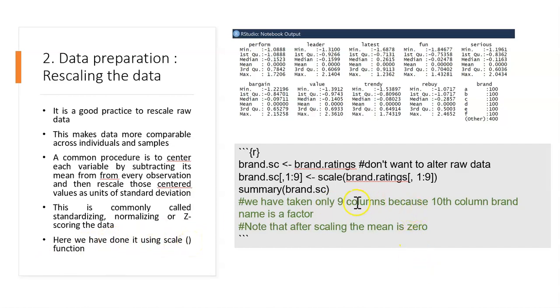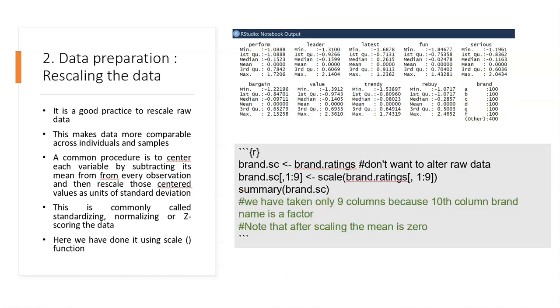So you can see this is subsetting, and we are selecting all the rows, and that's why we have not given anything on the left side of the comma, and have selected 1 to 9 columns, which means we have selected all the adjectives and we are scaling all these adjectives, but we have not taken the 10th column because it is the brand name, it's a factor, and we need not scale this.